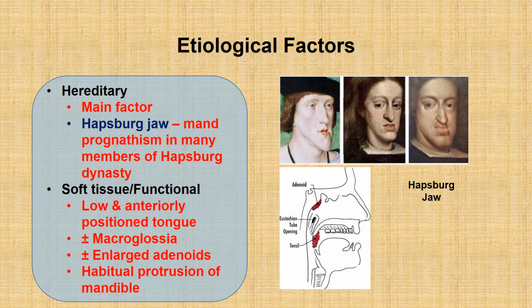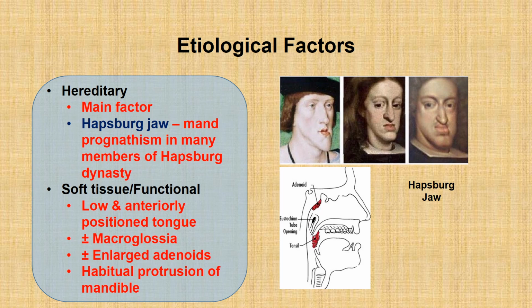Now, what are the etiological factors that come into play in class 3 malocclusions? Heredity plays a major role in the inheritance of a class 3 jaw pattern, and a very famous and good example of this is the Habsburg jaw, whereby many members of the Habsburg dynasty had this mandibular prognathism.